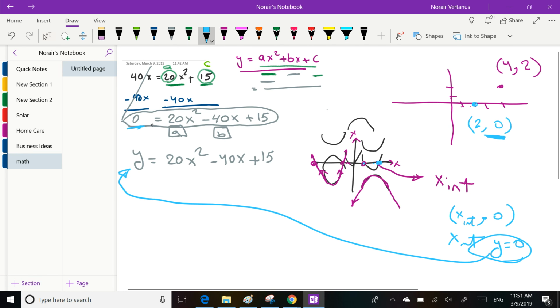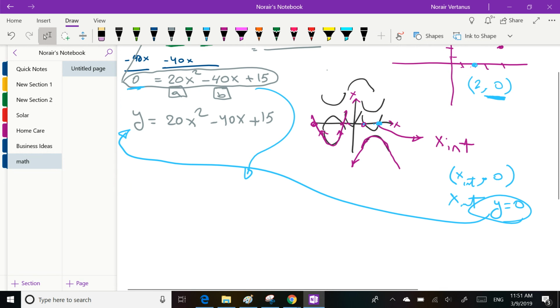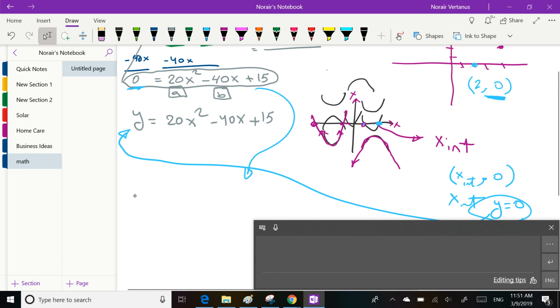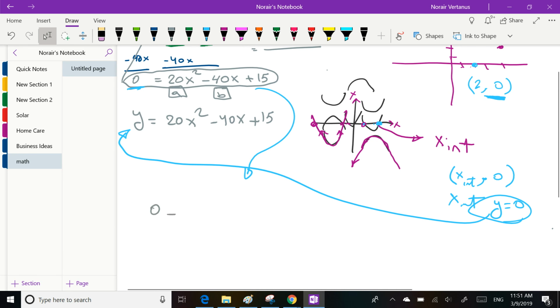Cool? So now this equation becomes 0 equal to 20x squared minus 40x plus 15. Anytime you see that this is equal to 0, it means if you factor it and solve it, you're solving for x equal to some numbers. Two numbers, right? Could be same, could be different. And sometimes there's no number.